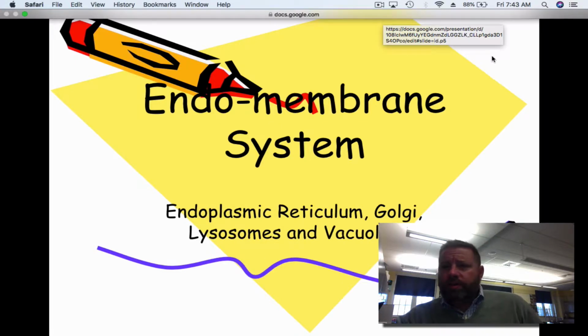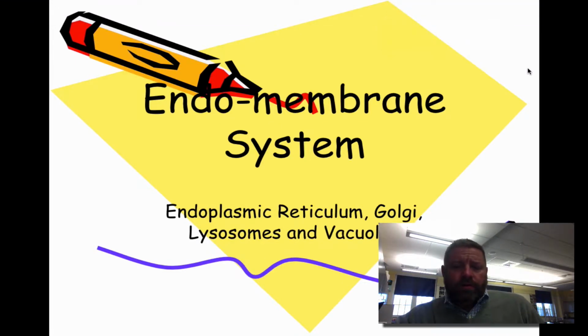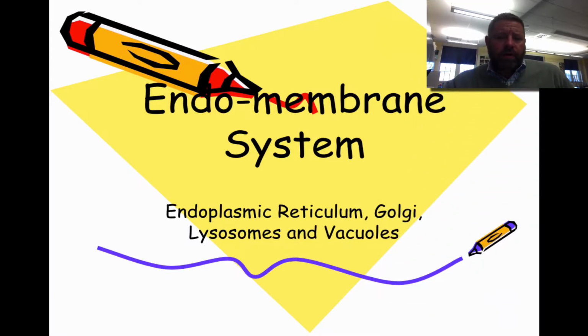Okay, so more on chapter 6. So far we've looked at how we study cells. We looked at the basic types of cells. We've talked about some of the pieces and components inside, like the cell membrane, what have you. So let's talk about the ER, Golgi, and lysosomes today.